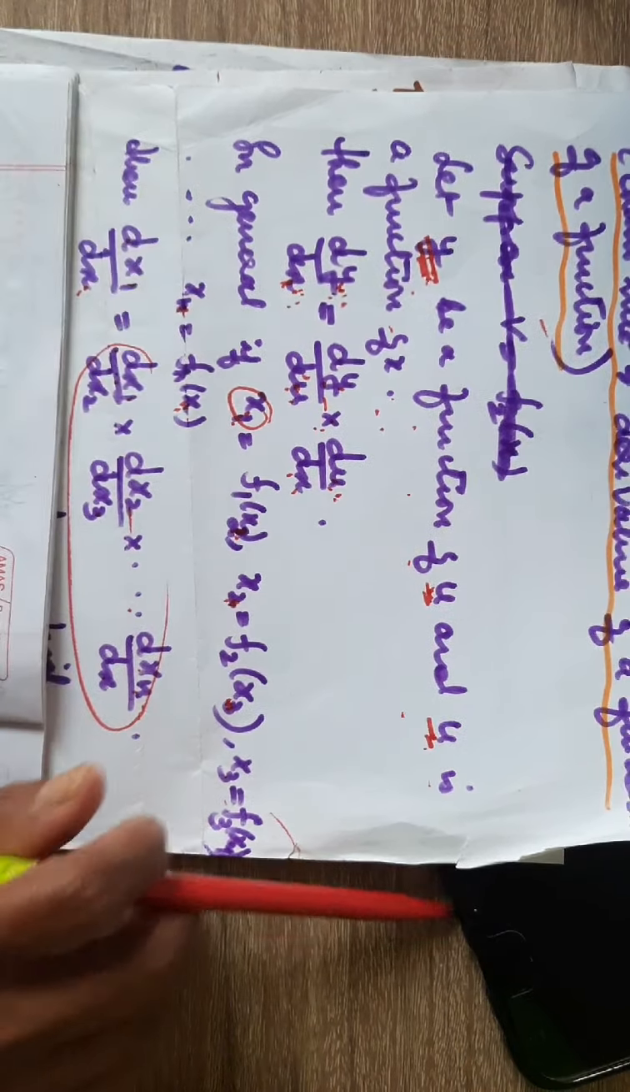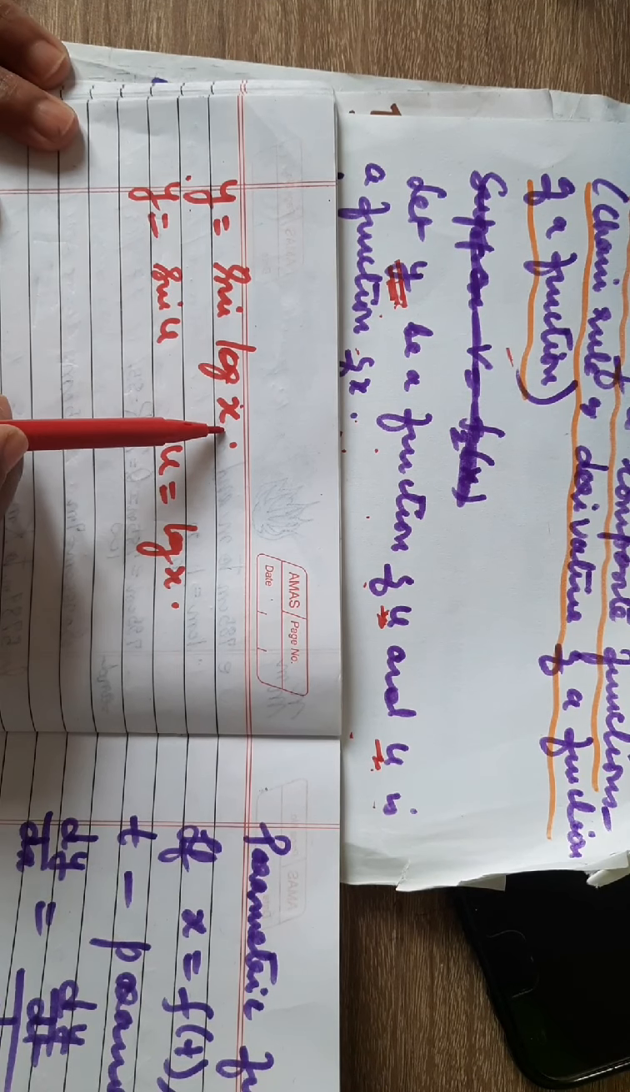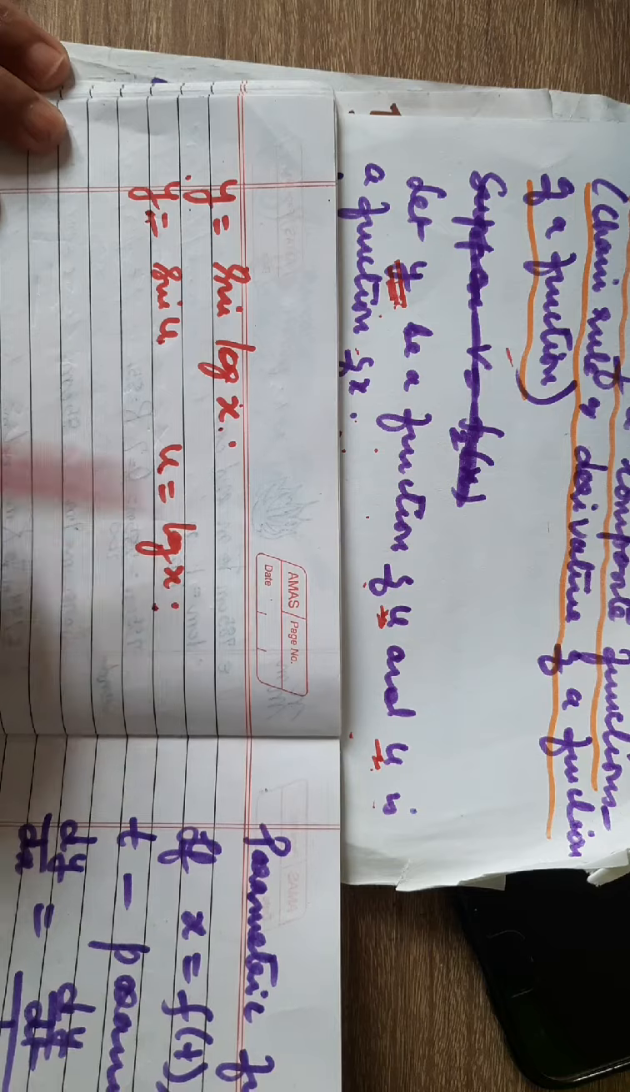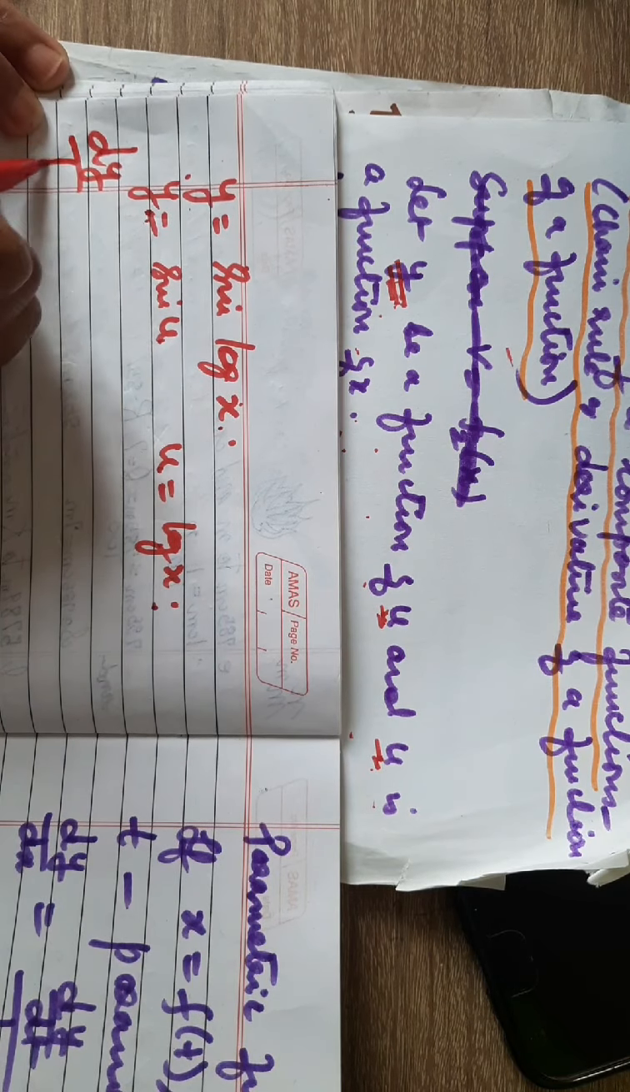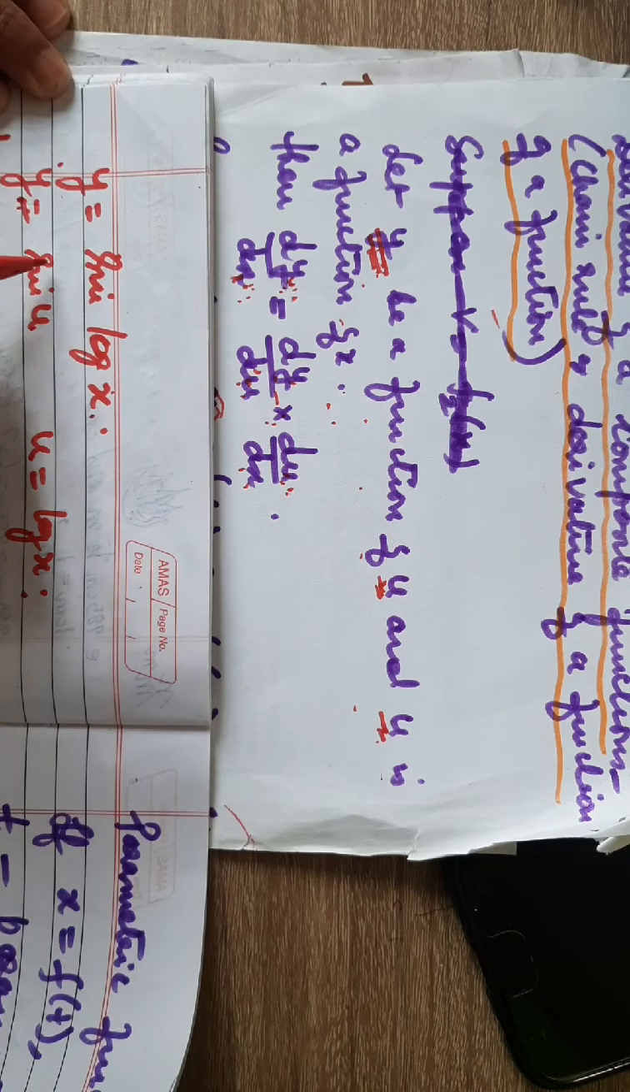For example, now let us come to this problem. y is equal to sine of log x, or I can express this as y is equal to sine u, where u is equal to log x. So how to find dy/dx by that formula? That means it will be dy/du. What is dy/du? That means differentiate y with respect to u.